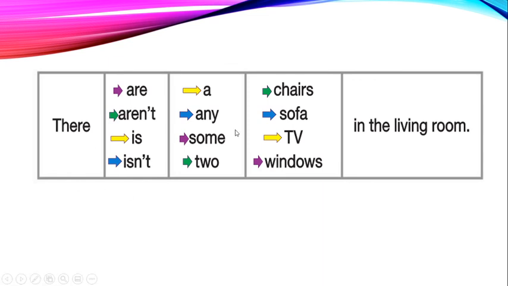So remember, when we use is, we use a and just one. Just one. So we can say there is a sofa. It is okay. But we cannot say there are a. No, it is wrong. There are some or there are two. But some, remember, it is just going to be for affirmative.